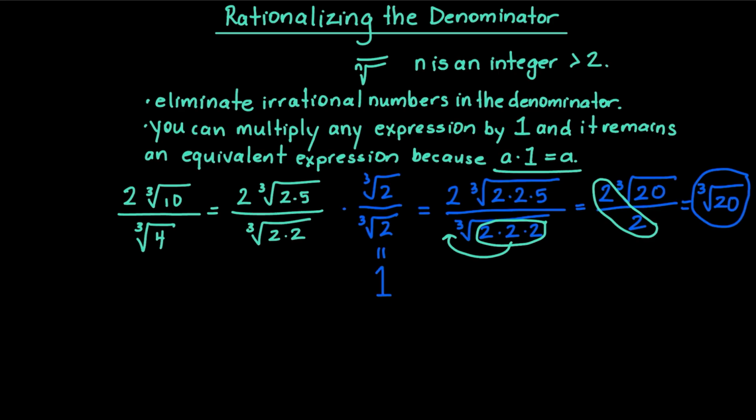Again, if you didn't see the cube root of 4 as 2 times 2, and you went ahead and multiplied by the cube root of 2 additional 4's, you can also do that. Just remember, you'll have a lot more simplifying at the end.